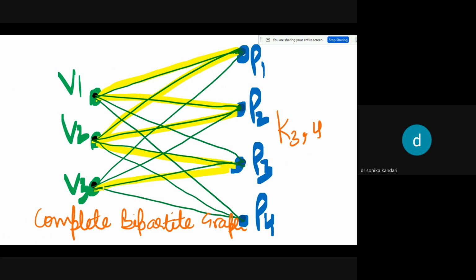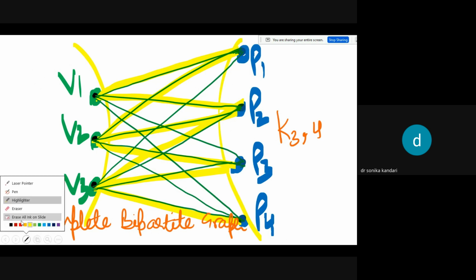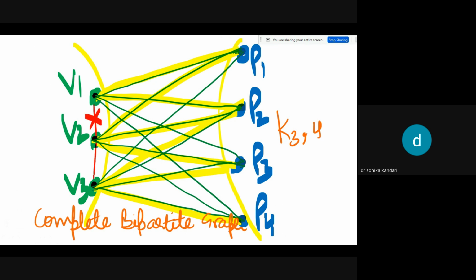Each edge is connecting a member of one group with a member of the other, blue group. And there is no edge which is connecting members of the same group. So this is again an example of a bipartite graph.